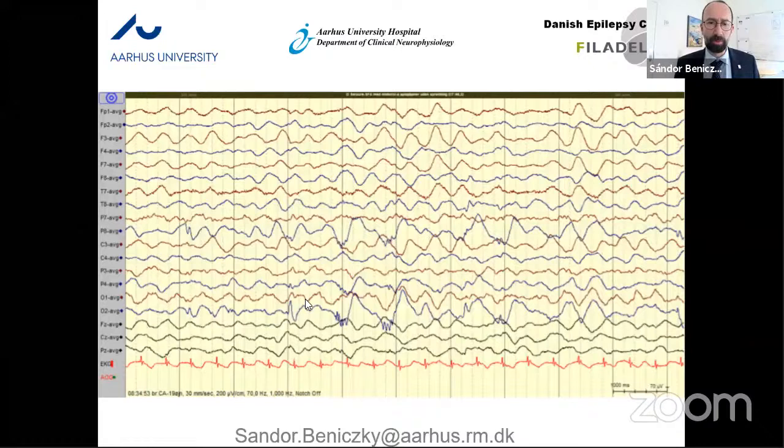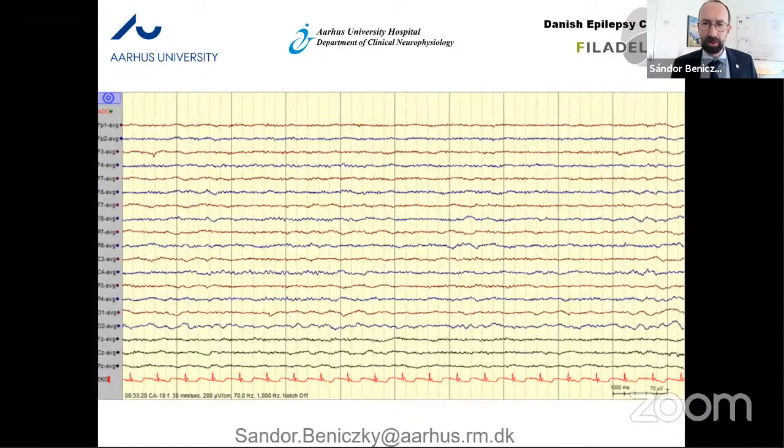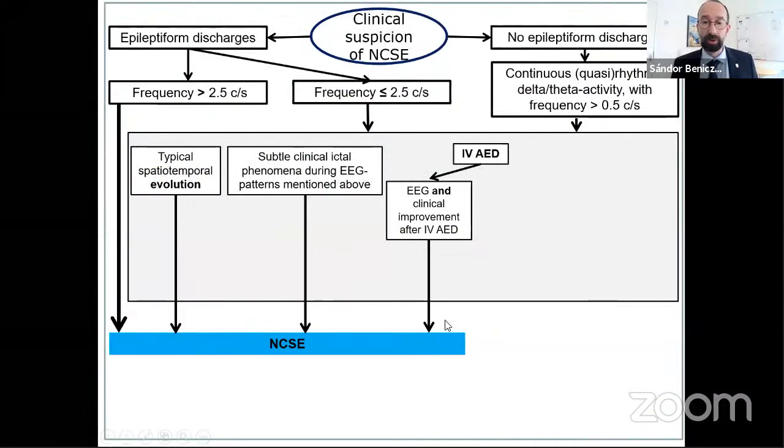So let me show you some examples. So here you can see the spike, polyspike and waves. They are coming focally and continuously, yet their frequency is not sufficient to fulfill the primary criterion. So we tried also intravenous anti-epileptic drugs. And what you can see is that first, the abnormalities, the spike and waves disappear. And second, most importantly, there is an improvement also in the background activity. And then if the patient also improves clinically, then you can diagnose it as a definite non-convulsive status epilepticus.